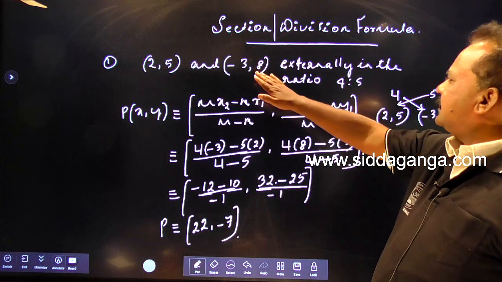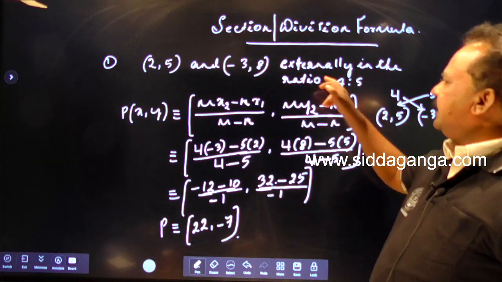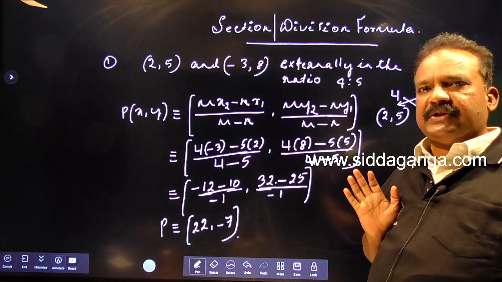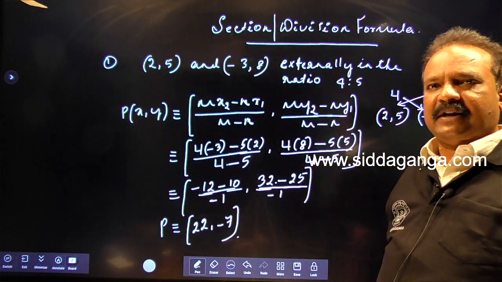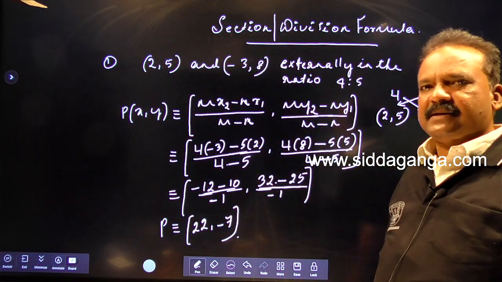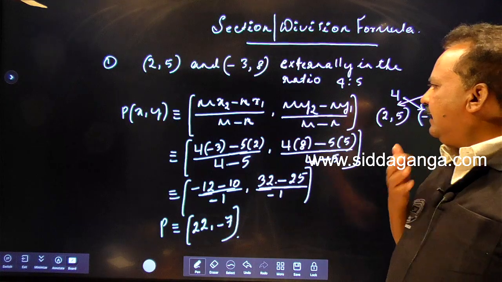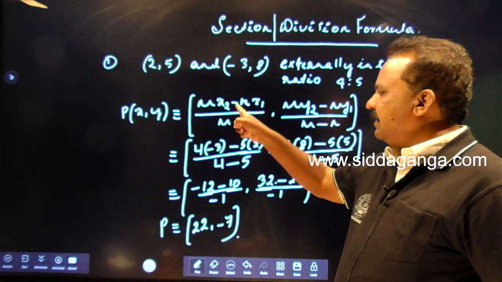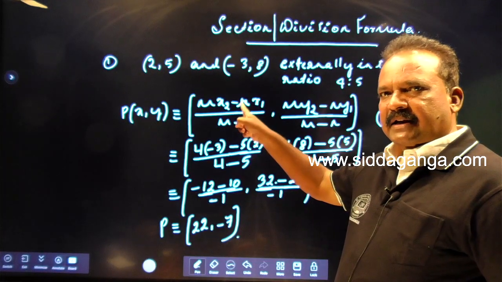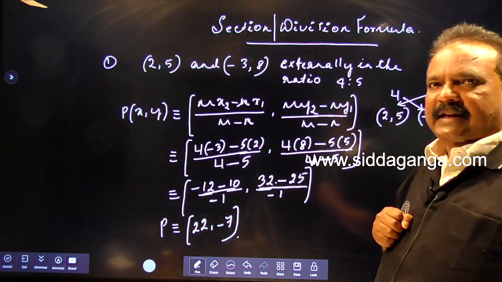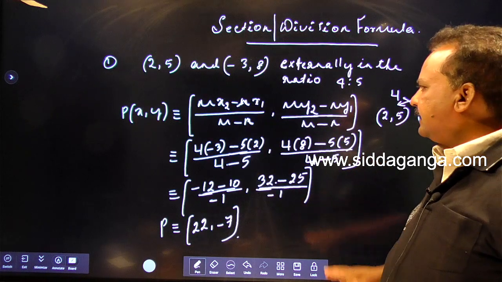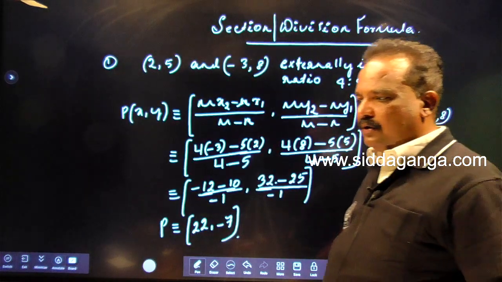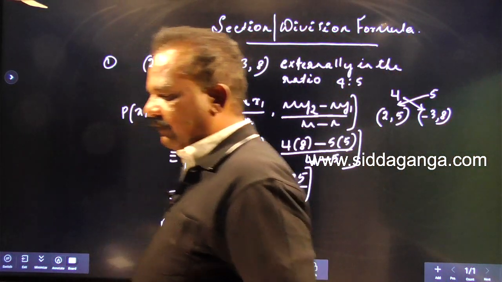Notice, same points given, same ratio given, division different, external division. Okay, earlier we did it for internal division, now we are doing it for external division. So the only change is that we had plus in internal division, but here we have minus in external division. Okay. You can do one more problem on external division.